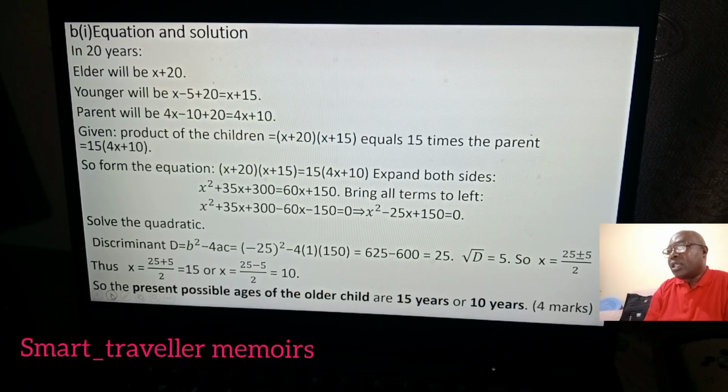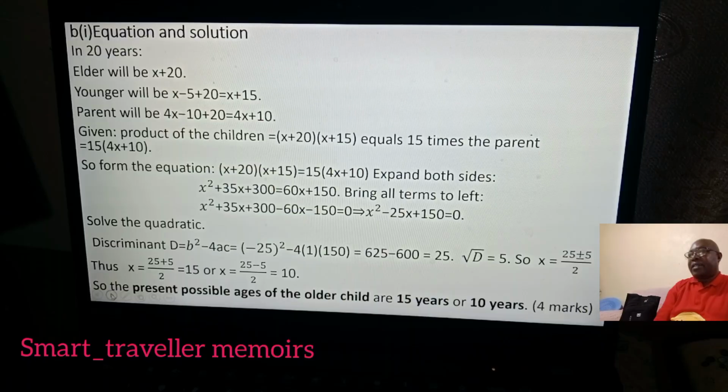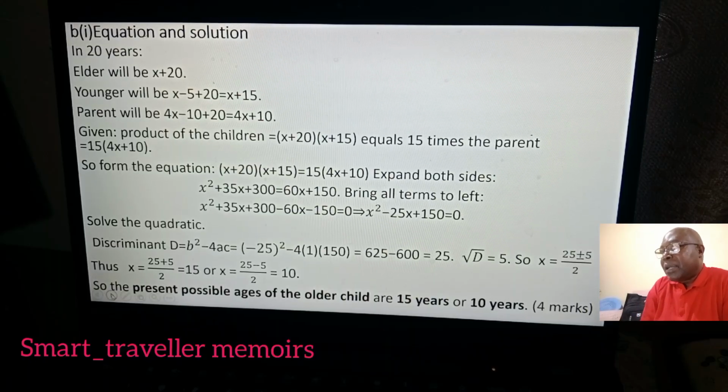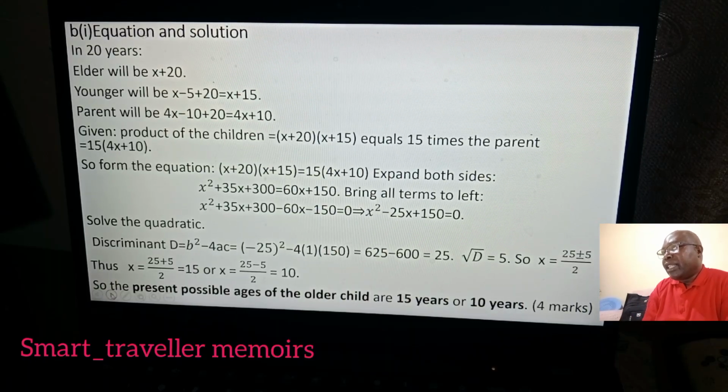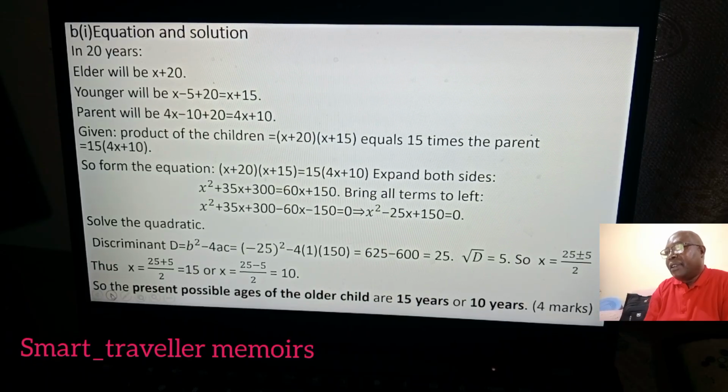So, form the equation (x plus 20)(x plus 15) is equal to 15(4x plus 10). Expand both sides. You get x squared plus 35x plus 300, which is equal to 60x plus 150. Bring all terms to the left, and you have x squared plus 35x plus 300 minus 60x minus 150 is equal to 0, which implies the equation becomes x squared minus 25x plus 150 is equal to 0.